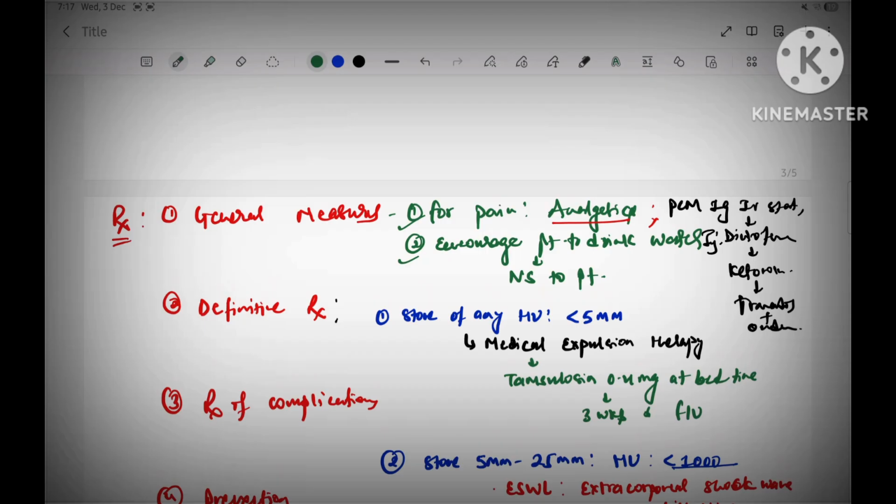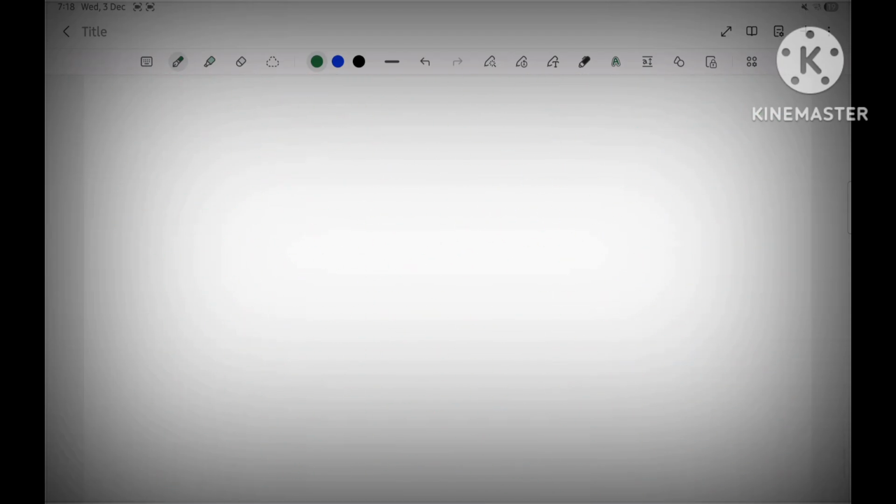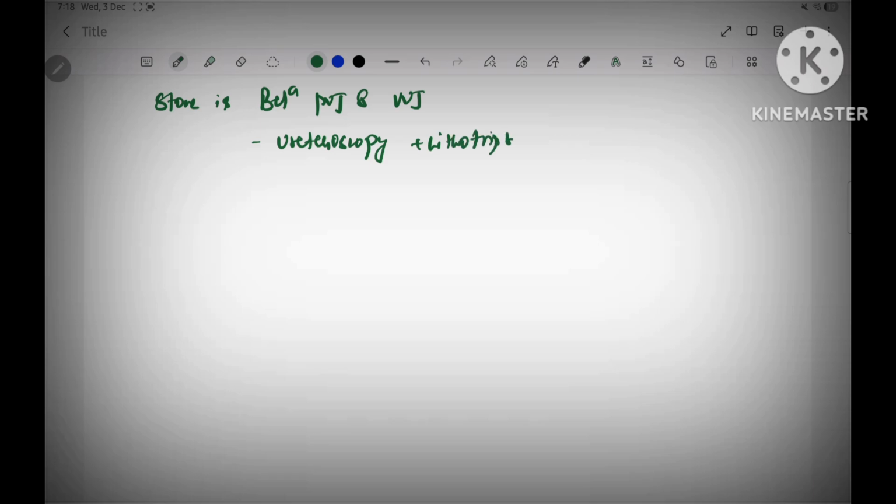But in case of urolithiasis, suppose the stone is between the PUJ, pelviureteric junction, and the VUJ. If the stone is between PUJ and VUJ, then we do ureteroscopy plus lithotripsy.